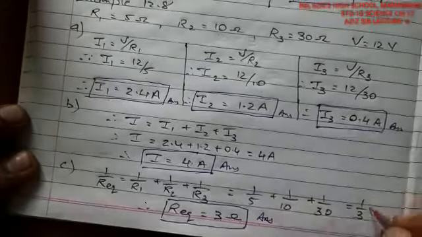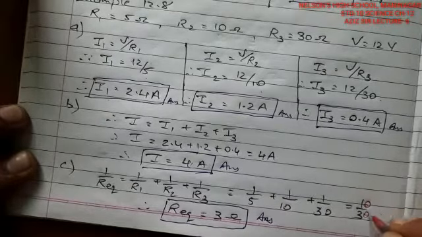Right? 10 upon 30 is basically 1 by 3. Therefore, equivalent resistance equals 3 ohms. So the total equivalent resistance in the circuit comes out to be 3 ohms.